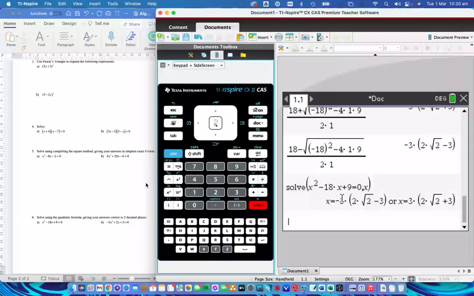Of course, if this was in a non-calculator section, then these numbers would be a lot easier and you would have to use the quadratic formula yourself. So you definitely do need to know how to use the quadratic formula and make sure that you do. Okay, I'll leave that video here.